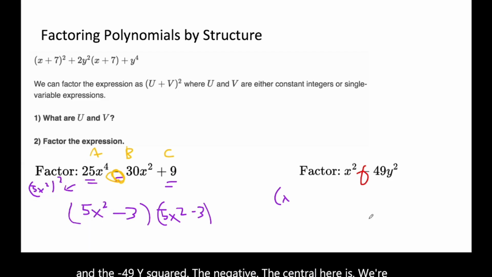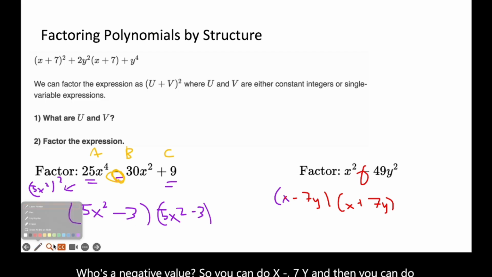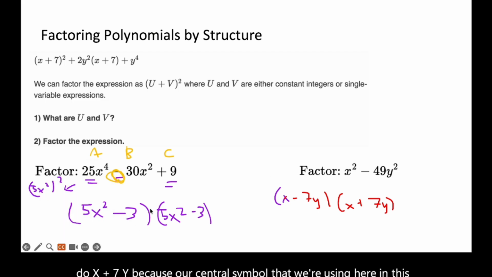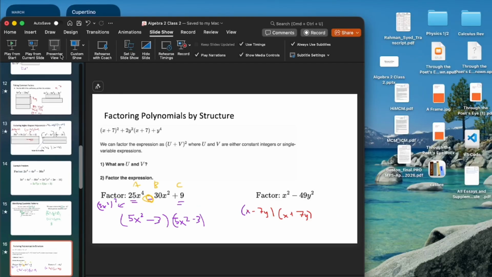There's a negative value here. So you can do x minus 7y, and then you can do x plus 7y. Because our central symbol that we're using here in this case is going to be negative, we're going to have a negative times a positive. We're going to have a negative times a positive.